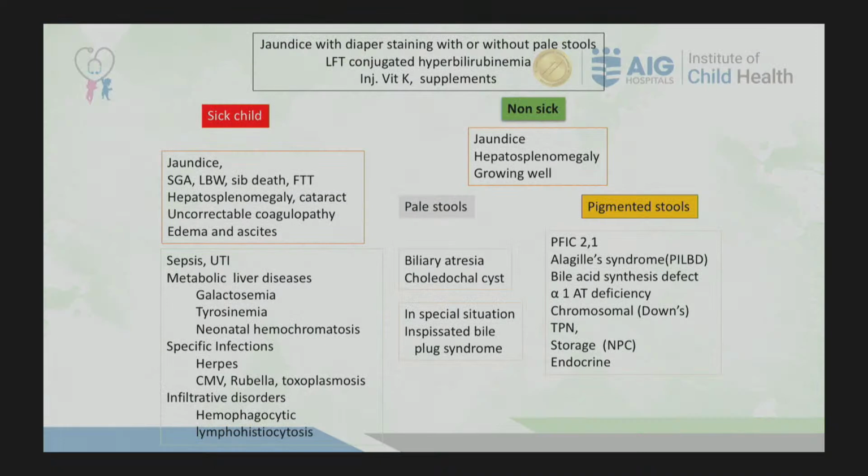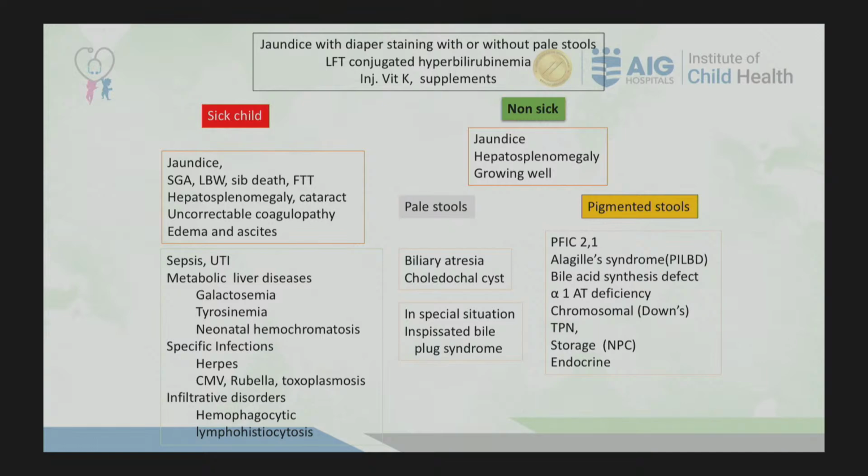This is the flow chart about cholestasis. Any child presenting with jaundice and diaper staining without pale stools, do one LFT, look for conjugated hyperbilirubinemia, and give vitamin K and other supplementation.